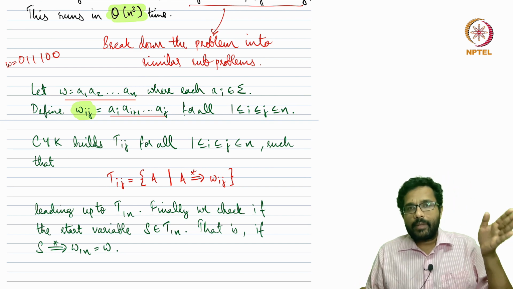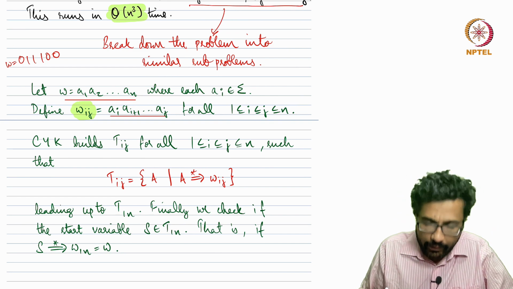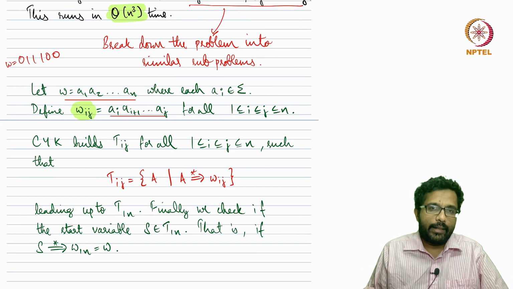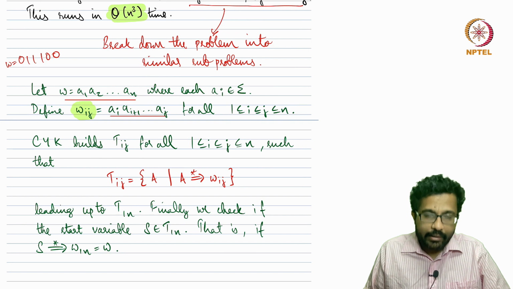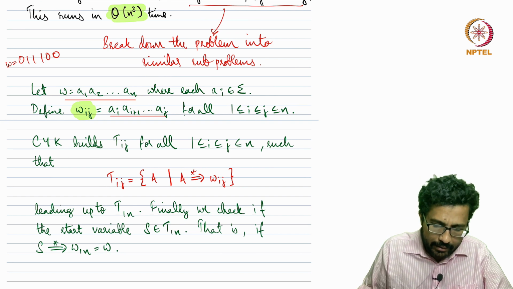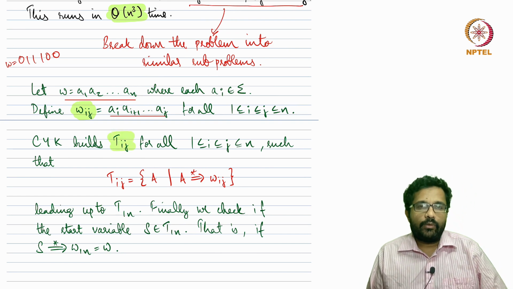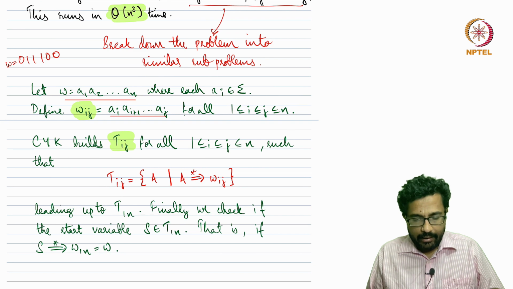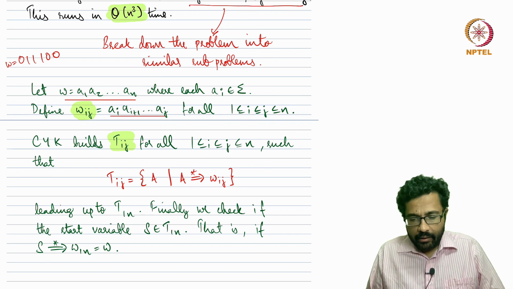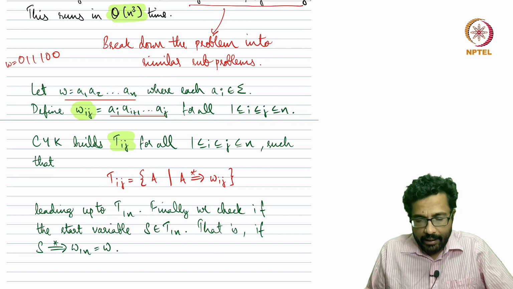It is a substring from the ith symbol till the jth symbol, and it is defined whenever i is less than or equal to j. Of course, both of them lie between 1 and n. So what the CYK algorithm does is it builds the set called Tij for all such i and j, whenever i is less than or equal to j. And what is Tij? Tij is a set of all A, where A is a variable.